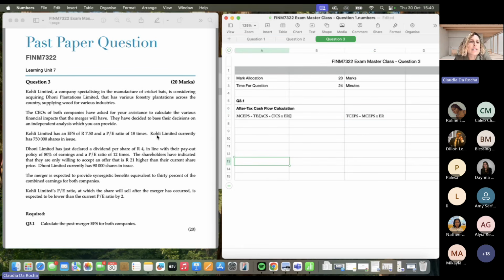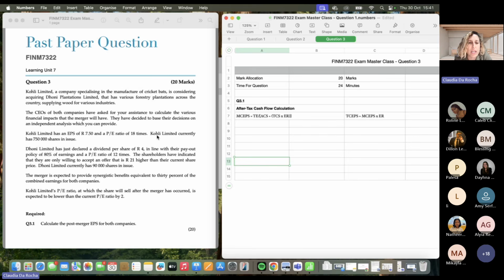Okay, so it says Cody Limited, a company specializing in the manufacture of cricket bats, is considering acquiring Donny Plantations Limited that has various forestry plantations across the country supplying wood for various industries. The CEOs of both companies have asked for your assistance to calculate the various financial impacts that the merger will have. They have decided to base their decisions on an independent analysis which you can provide.